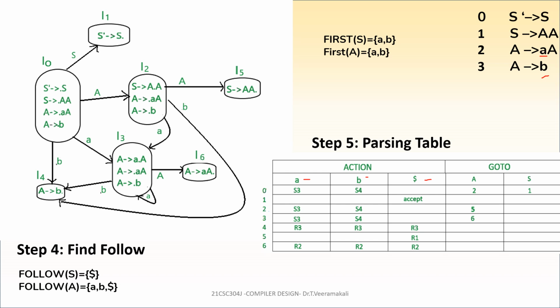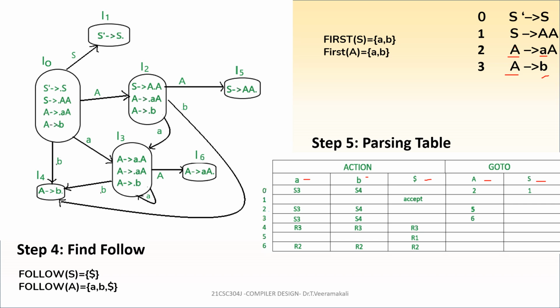And what are the non-terminal symbols in this grammar? We have capital S and then capital A, and S and then A are included as non-terminals in the goto table. Okay, fine. So next we need to fill in this table content. The table content is going to be here.